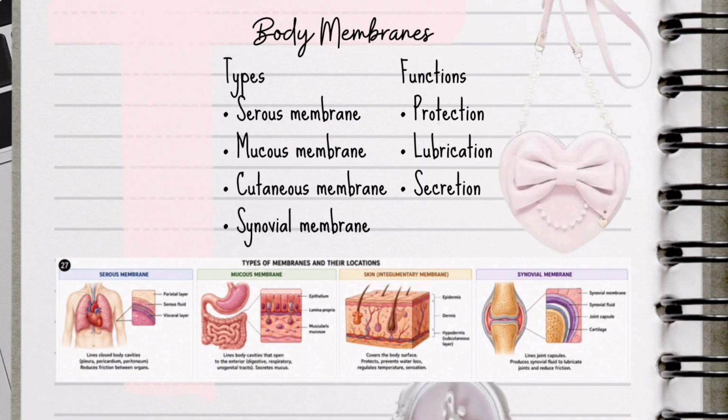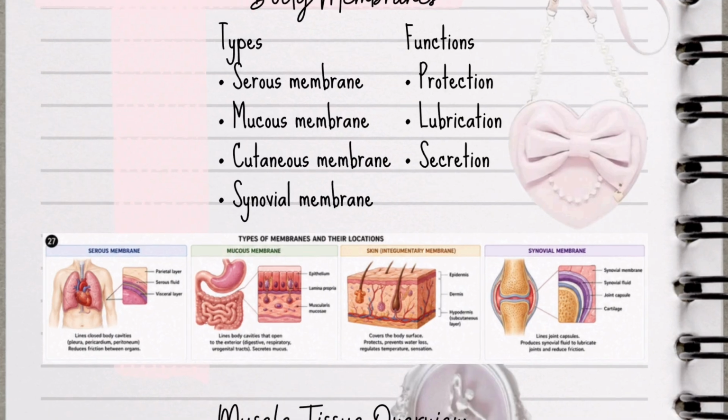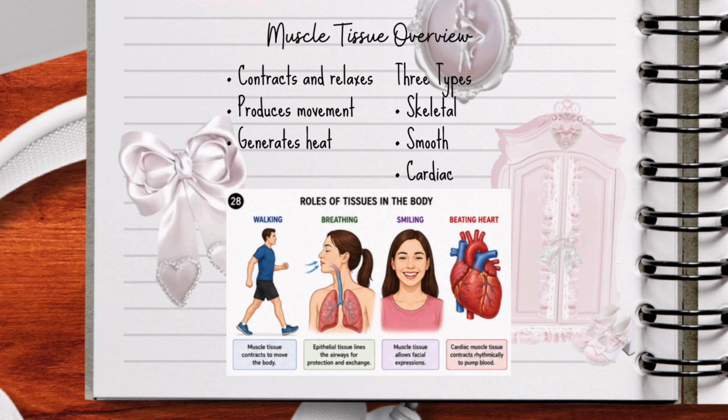These membranes remind us that tissues rarely work alone. They combine to perform specialized functions throughout the body. Now, let's move on to the third major tissue type, muscle tissue. Every movement you make, from blinking, smiling, to walking across the room, depends on muscle tissue. Even while you're asleep, muscle tissue continues working to keep your heart beating and your lungs breathing.